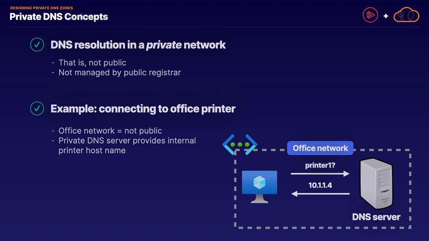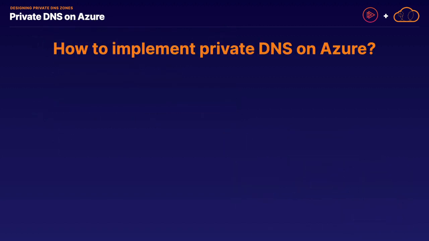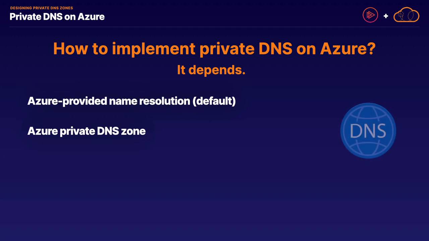So with this in mind, how exactly does Azure handle implementing private DNS? Well, the answer is one of my all-time favorite answers. Yes, that's right, it depends. In fact, we actually have three different private DNS methods on Azure depending on what exactly you need to do. Those methods are the Azure Provided Name Resolution, which is the default private DNS option. One custom option is implementing an Azure Private DNS Zone, which is very similar to public DNS zones, except, yes, it's private.